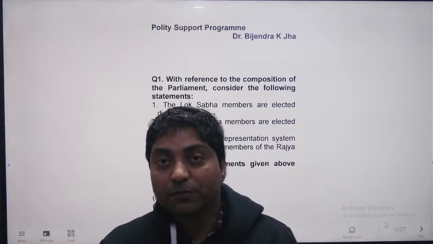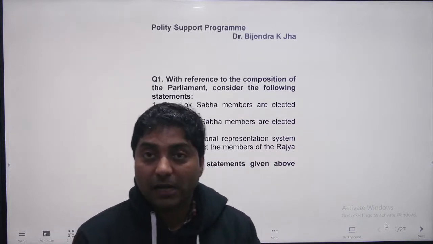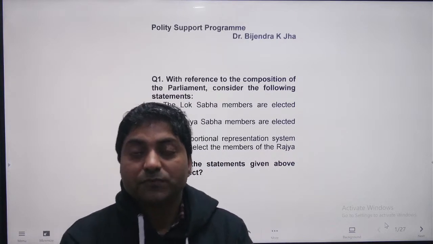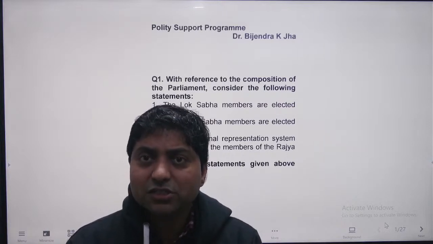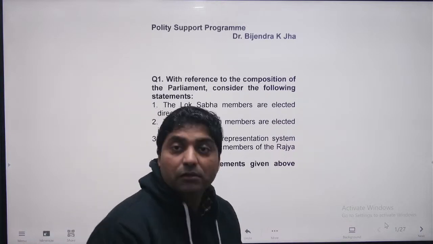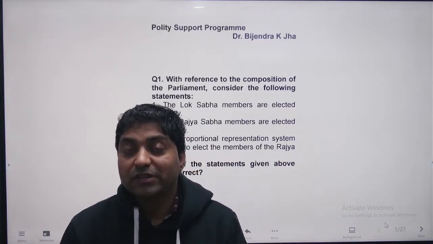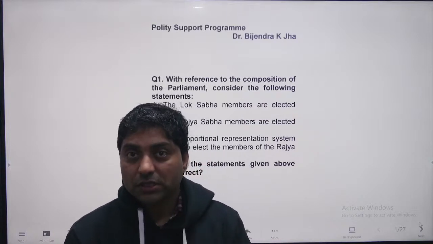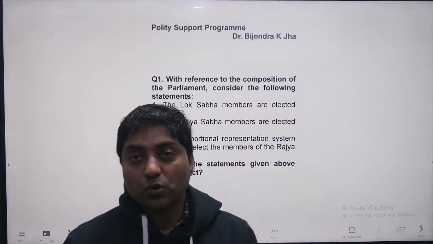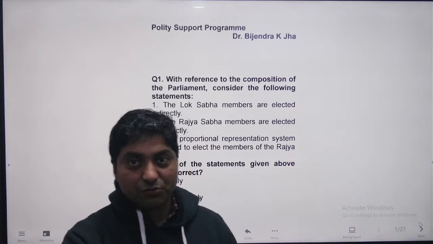Today is the third day of Polity support program, and today we will discuss one topic which is very important, Parliament. If you look at this topic, every year at least 3 to 4 questions are asked by UPSC. So we are hoping that at least 3 to 4 questions, or at least 2 questions, would be there in prelims 2024, right? So today we will take up a few questions, and through questions we will revise our basic concepts, right? So let me begin with the questions, right?